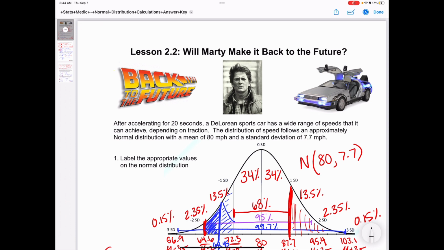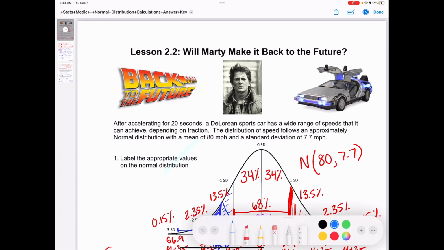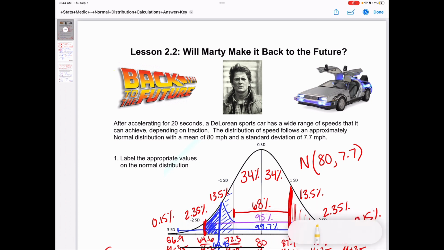Okay, so the first thing you had to do is it asked you to label all appropriate values on the normal distribution model. I'm going to tell you on the test, I'm going to highlight in here what you'll absolutely need. The first thing you absolutely need is to label your normal model, which is up here. The N stands for normal model. The first number, 80, is the mean, and the second number is the standard deviation, 7.7.